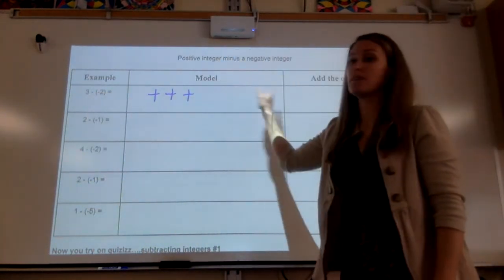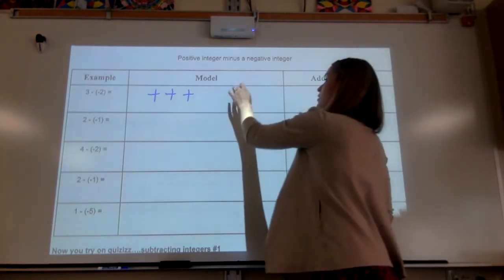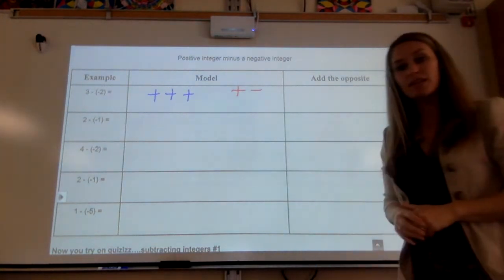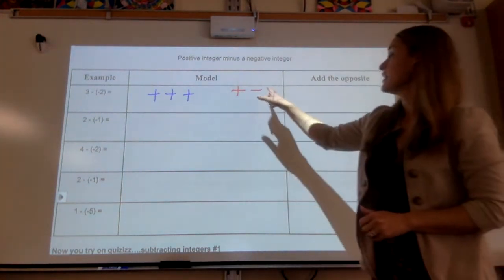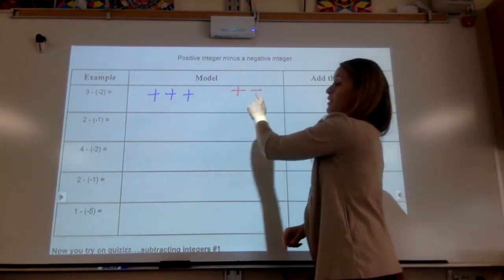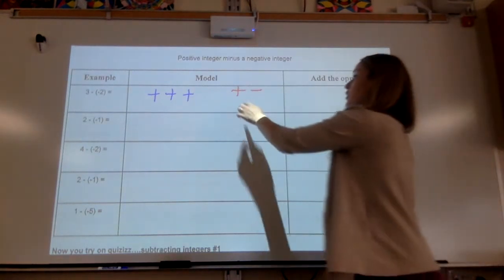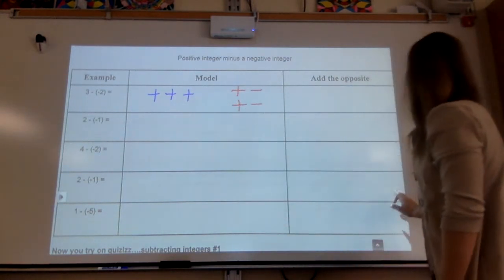There are no negatives here to take away. So we're going to use that idea of 0 pairs that we talked about. We talked about a positive and a negative make 0. So even though I've added in a 0 pair, right? Can I take away 2 negatives? Well, I've got 1 negative here I could take away. So I'm going to bring in another 0 pair.